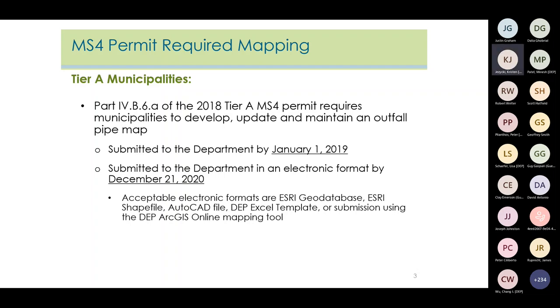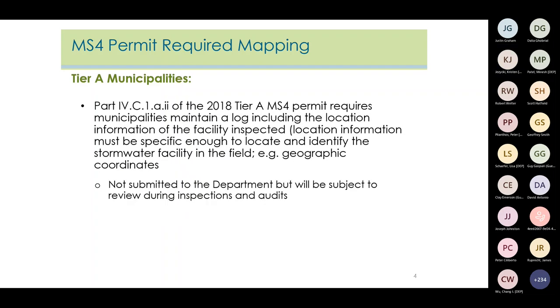As of our last check, we have roughly 85 to 90% of the Tier A outfall pipe maps submitted, and we're working with the municipalities to get the rest submitted. Additionally, the 2018 permit required Tier A municipalities to maintain an inventory of all stormwater facilities that they own or operate. The inventory must include the location information as well as information about each facility. While this is not required to be submitted to the department, it is subject to be reviewed during routine compliance inspections and audits.